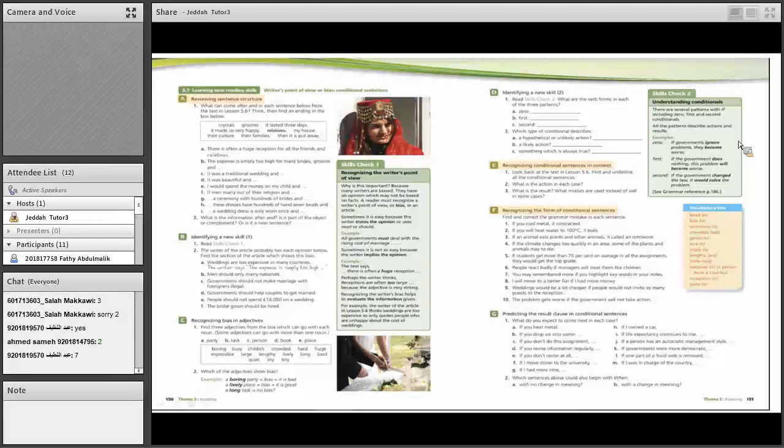The bridal gown. Bridal is from bride, and gown means dress, by the way. So gown and dress are synonyms. The bridal gown should be hired. This is six, right? So the bridal gown should be hired. Okay, is that clear, everyone?